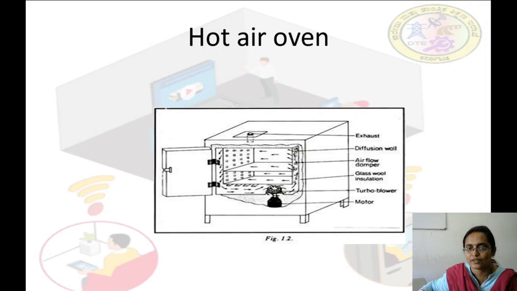So this is the picture of the hot air oven, in which the oven is kept at 75 degrees Celsius and hot air is circulated inside the oven.